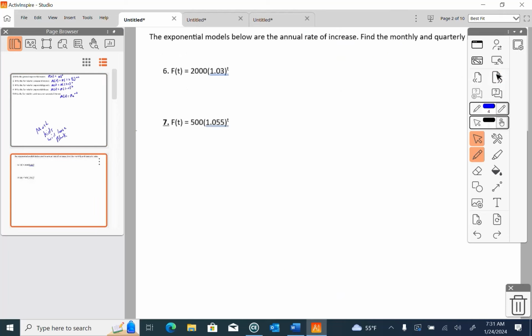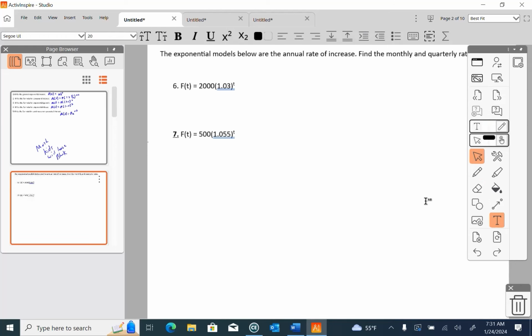All right, the exponential models below give the annual rate of increase. Find the monthly and quarterly. Looks like I have number 7 bolded. Now, the idea here is you can multiply any number by 1 and not change it. You can multiply anything by 1 and not change its value. A little trick in math that lets us manipulate the crap out of some stuff. So if I want to do monthly, let me write this out. There are 12 months in a year.